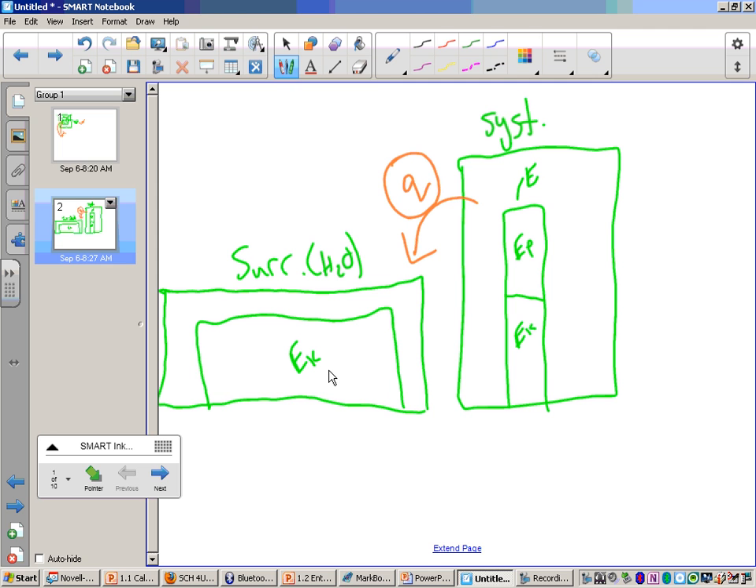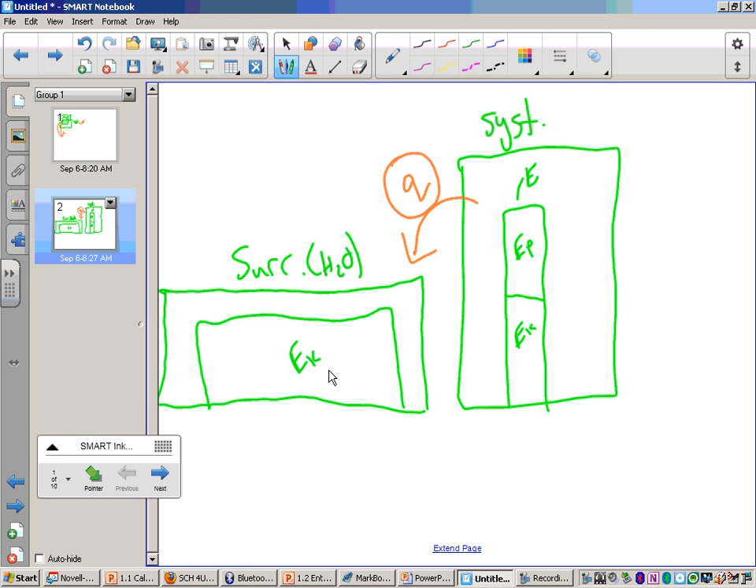If the system loses some energy to the surroundings, then the energy that the surroundings gains must be exactly equal to the energy that the system lost. So by measuring the surroundings, by measuring how the water's temperature changes, we can get an idea on what's happening in the system. Because we can't actually see the system, but we can measure the surroundings. We can measure it by temperature changes. And that's what this is all about.